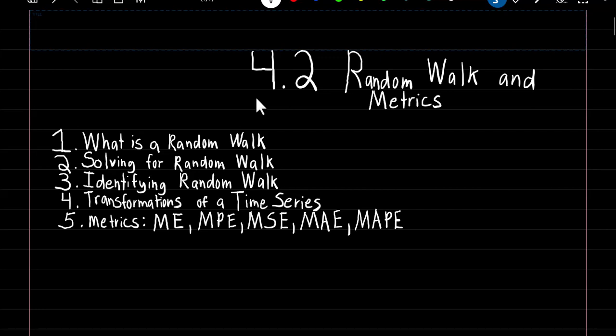What's going on, guys? The main focus of this video is going to be the random walk model, and we're also going to cover transformations that we can use for a time series model, as well as different metrics we can use besides the mean squared error.